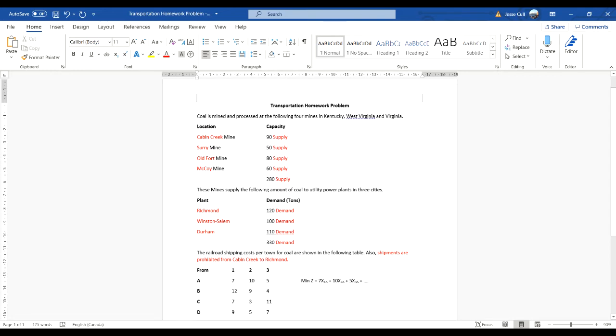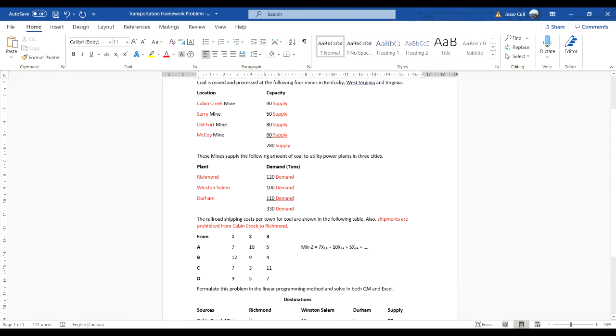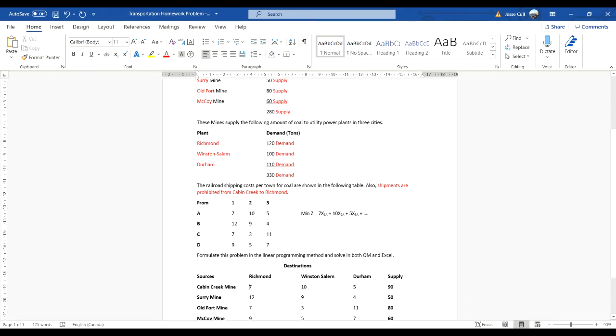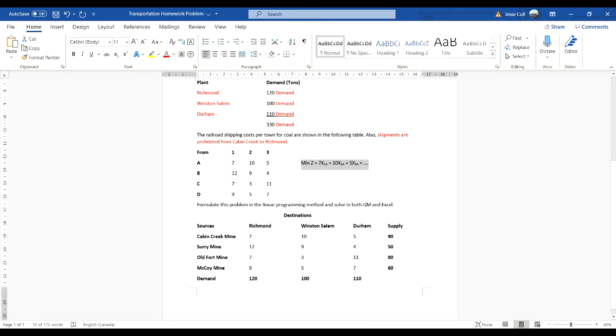We've entered this relevant information, and we've included all of this information not in our traditional objective function, but instead as a table presented here. The only thing we haven't yet written in is that shipments are prohibited from Cabin Creek to Richmond.